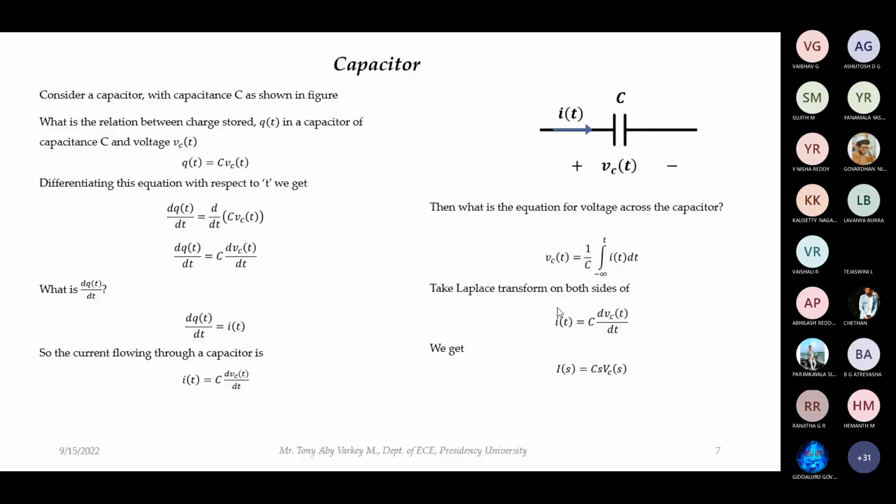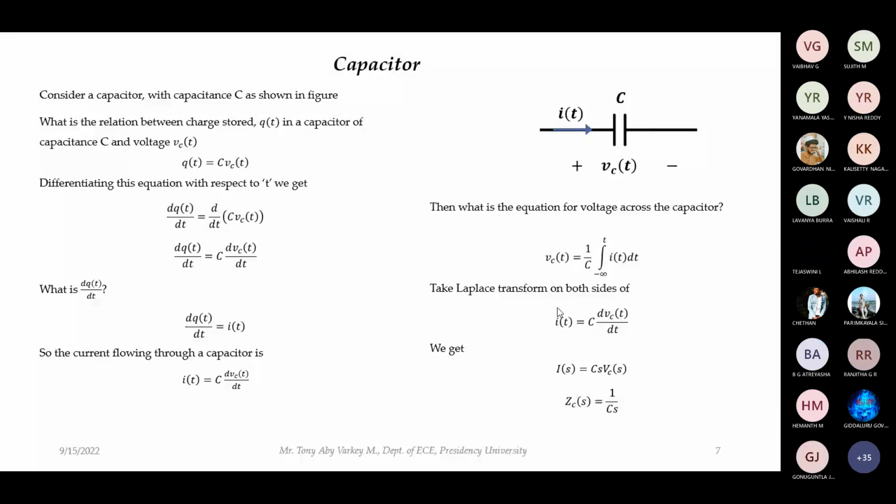Impedance means what? Voltage divided by current. So how much is the impedance of the capacitor in S domain? From this equation, what is voltage divided by current? 1 by Cs. Correct. So that is the impedance of the capacitor. ZC of S is equal to Vc of S by I of S, which is equal to 1 by Cs.